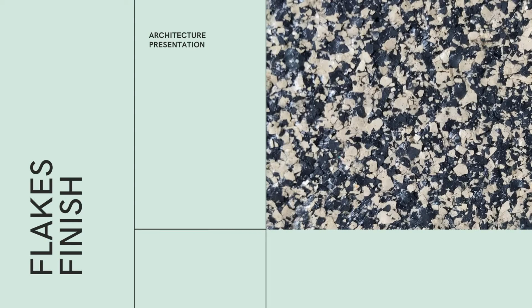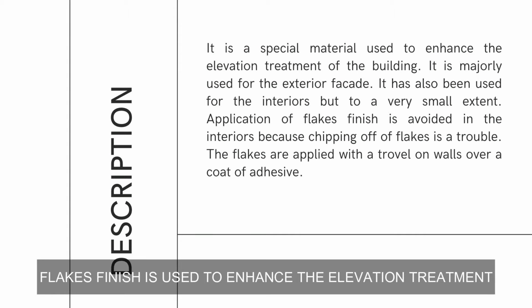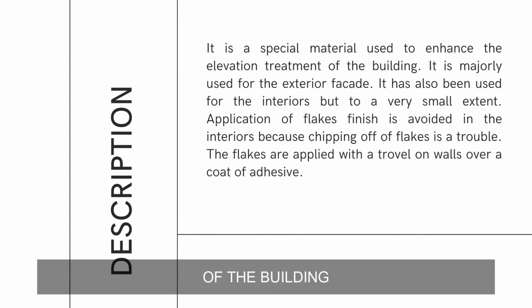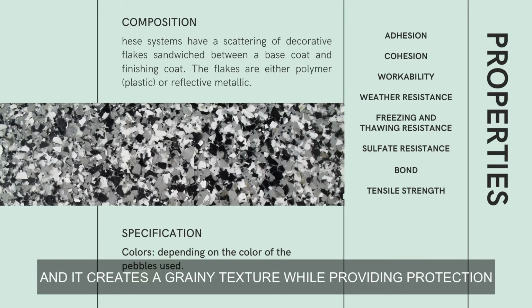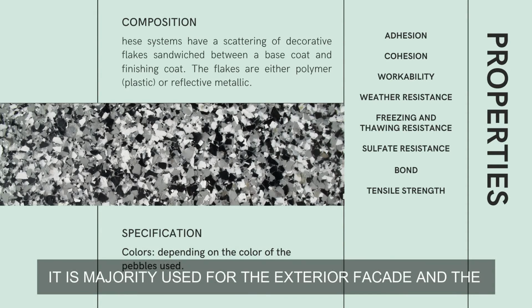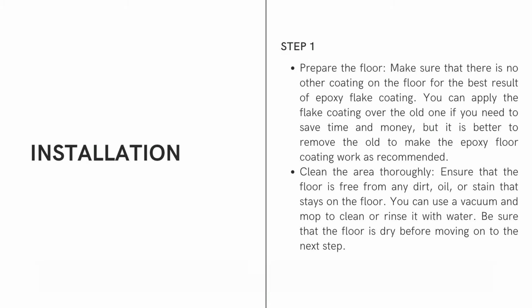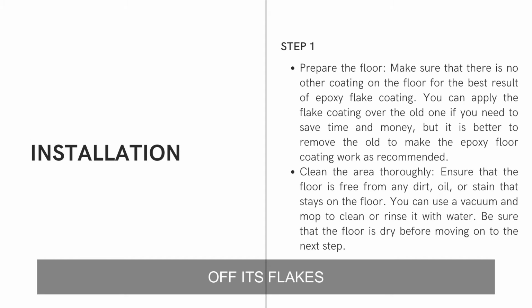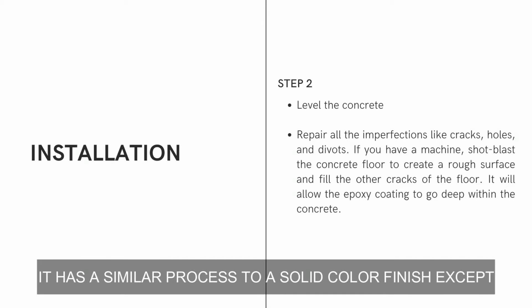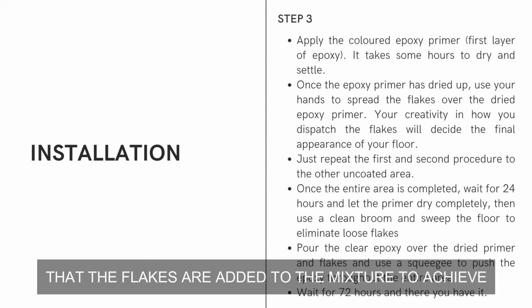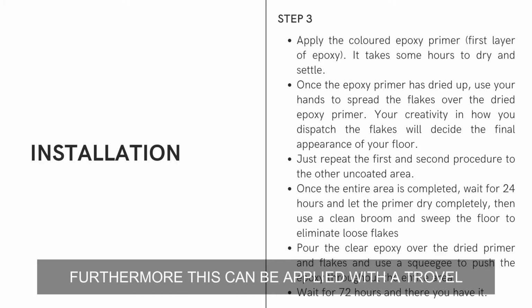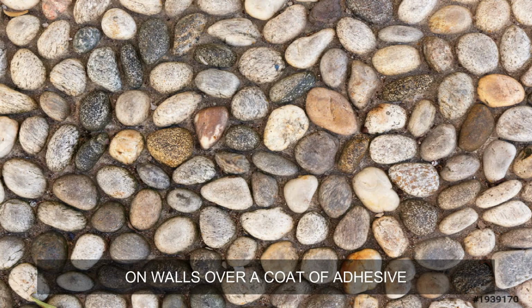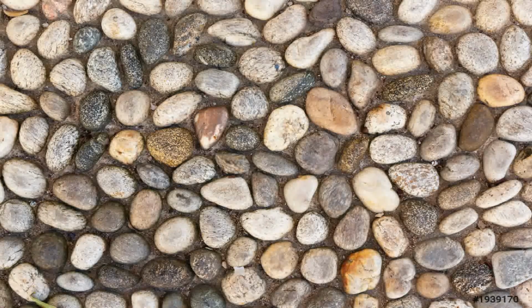Flakes finish. Flakes finish is used to enhance the elevation treatment of the building, and it creates a grainy texture while providing protection. It is majorly used for the exterior facade and interiors, but only to a small extent to avoid chipping off its flakes. It has a similar process to solid color finish, except that the flakes are added to the mixture to achieve the desired look. Furthermore, this can be applied with a trowel on walls over a coat of adhesive.